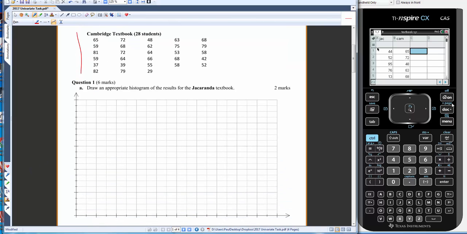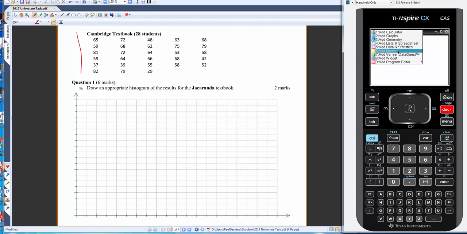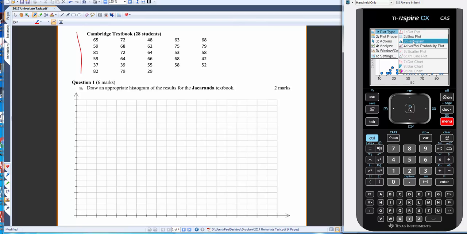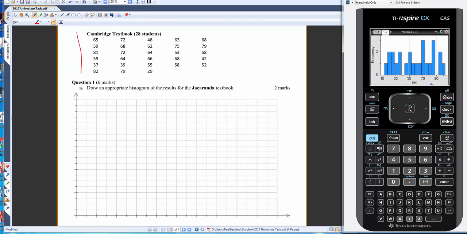So let's get the calculator to draw the histogram for us first. We're going to go Control and Doc, and that'll allow us to do data and statistics. We'll add the Jacaranda variable. We'll change the plot type to a histogram. Now we're going to play with the plot properties, because the calculator has a guess as to how wide you want the columns to be, and it tends to never really get it right.